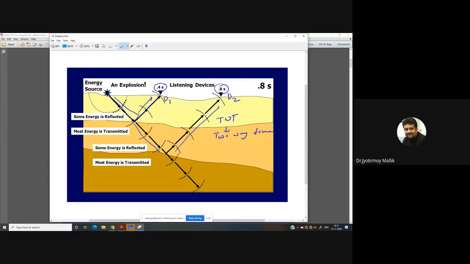Now remember, all sorts of waves are going right now, and you will understand that in a moment. Just focus on these two waves for the time being to understand the concept. Then we will see an actual scenario, how all the waves will interact with these two devices. So now you have a 0.4 second two-way time, and you have a 0.8 second two-way time.